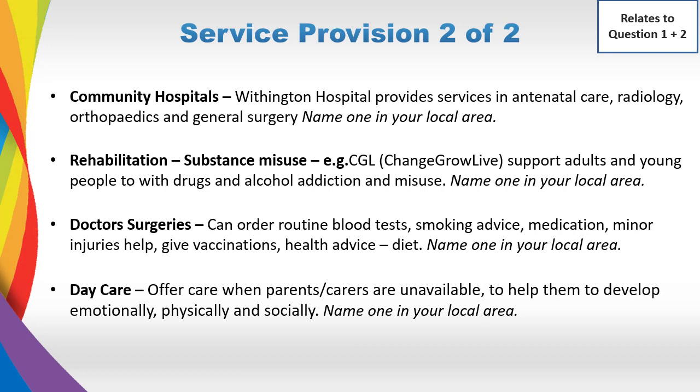Some more here for you, so community hospitals. Now Withington Hospital provides services in antenatal care, radiology, orthopaedics and general surgery. So it's not got an A&E department or an urgent care centre, it is just a hospital where people have pre-booked appointments. That's the difference between a community hospital and a hospital such as the Manchester Royal. So I'd like you to try and find one of those in your local area. That might be a little bit trickier, so I've given you an example there if you're really struggling.